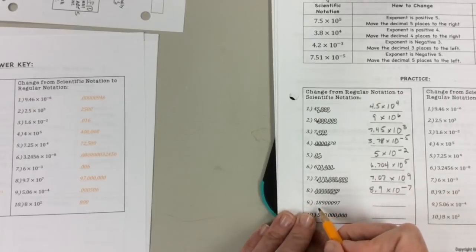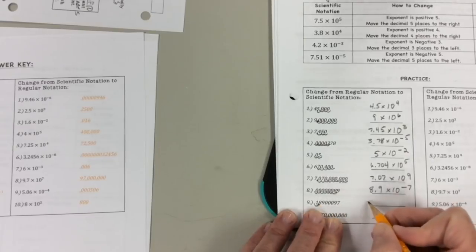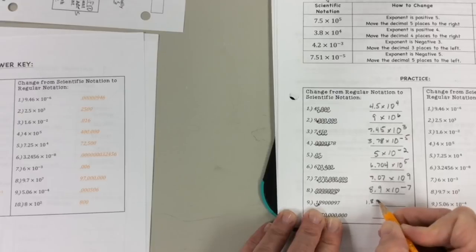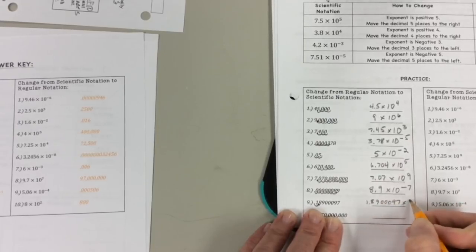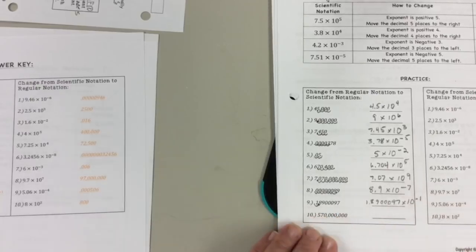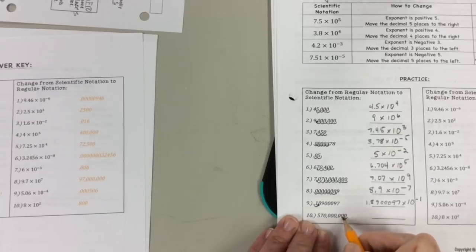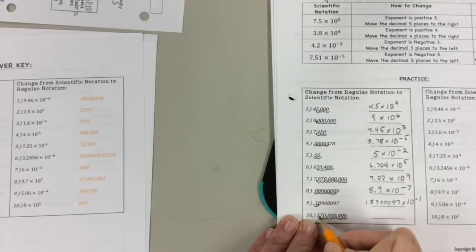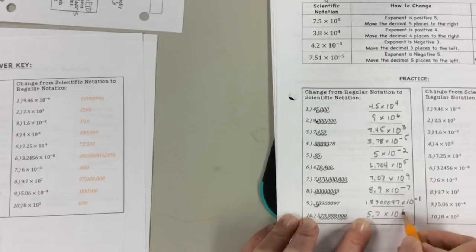This one, we just need to go back 1, because 1 is between 1 and 10. This would be 1.89000097 times 10 to the negative 1. So we just moved 1 space. And the last one is 1, 2, 3, 4, 5, 6, 7, 8. 5.7 times 10 to the 8th power.